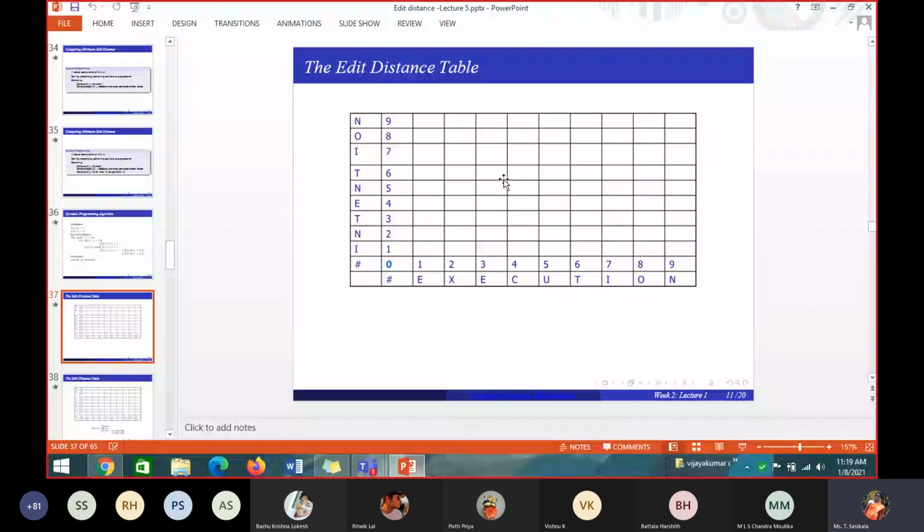This is called the edit distance table. I am calculating D of i comma j, which is equal to the minimum of these three values. Have you all drawn 11 comma 11? No need to write anything. I will tell you, then you can fill it. Have you all drawn 11 comma 11? Yes or no?